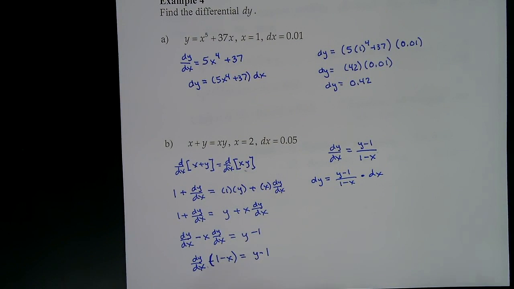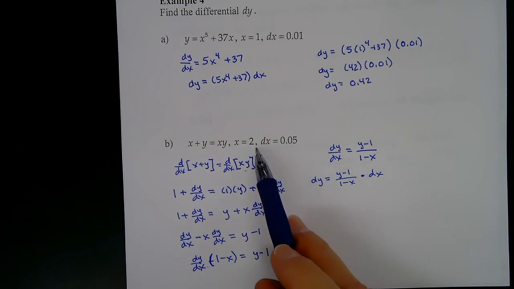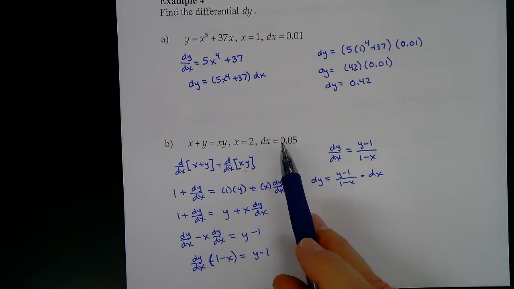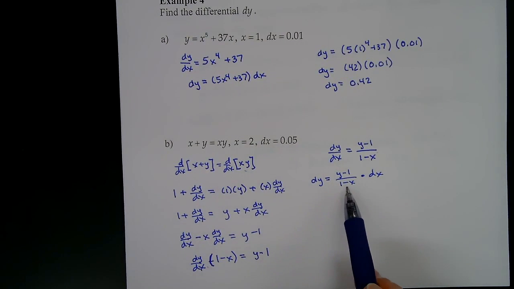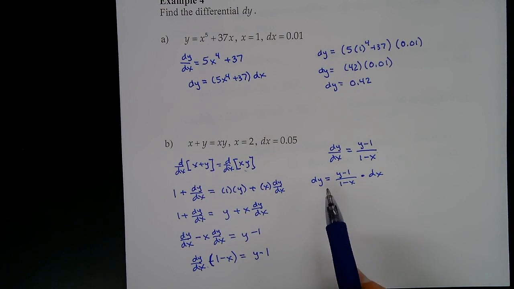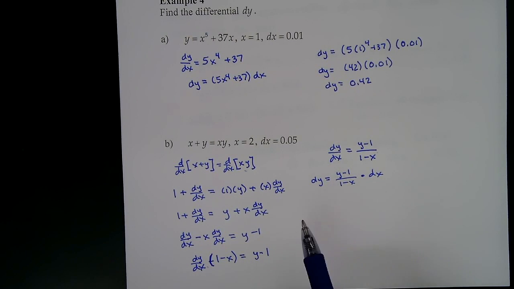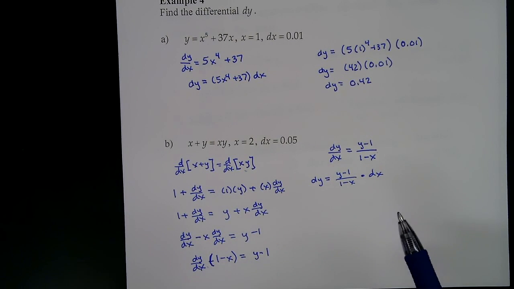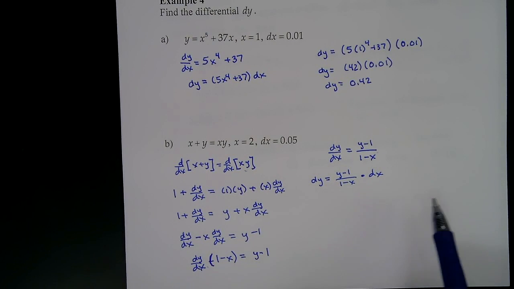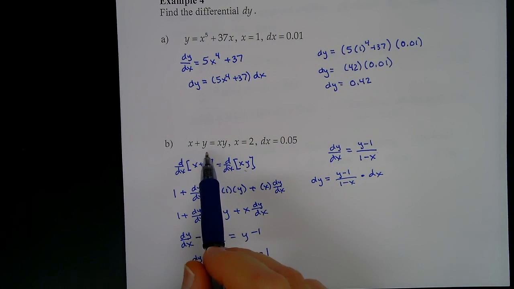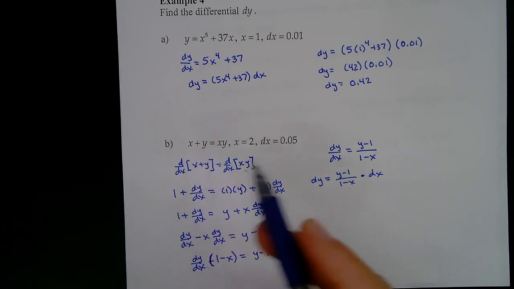Okay, so now what is this telling me? If I'm at x equals 2 and I change my x by 0.05, I'm going to plug those in here, right? But the dy is not just dependent upon the x, it also depends on the y value. So what that means is I'm going to have to find the y value. Now, how do you find the y value? Well, you've got to go back into the original equation and plug it in here, okay?